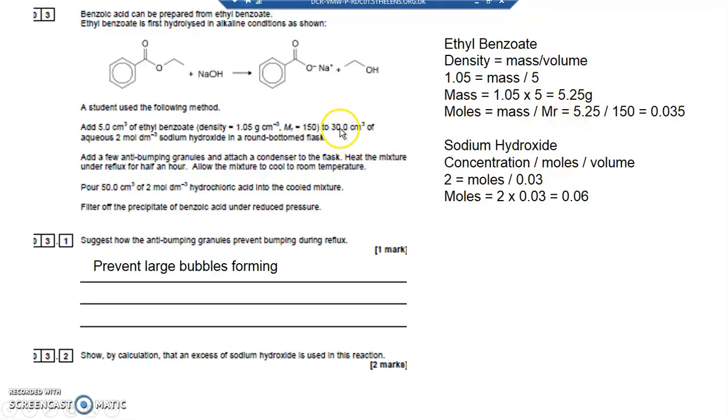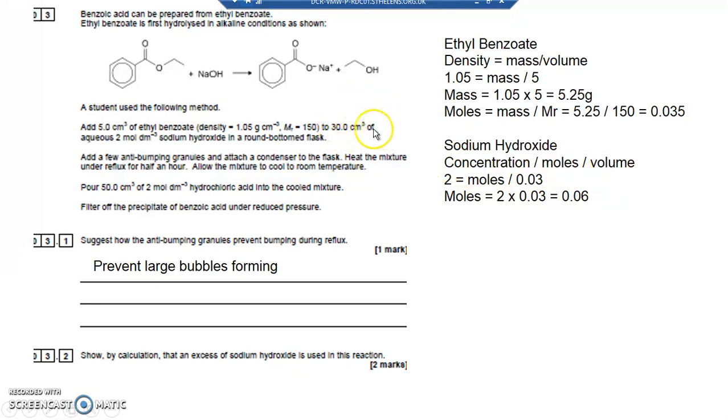Now with the same thing here, so centimeter cubed and volume, so I've got concentration equals moles divided by volume. Concentration equals moles divided by volume. So 2 equals moles divided by 0.03. Look what I've done there, 30 centimeter cubed, I've converted that into decimeter cubed. It needs to be in decimeter cubed. Concentration is moles divided by volume in decimeter cubed.